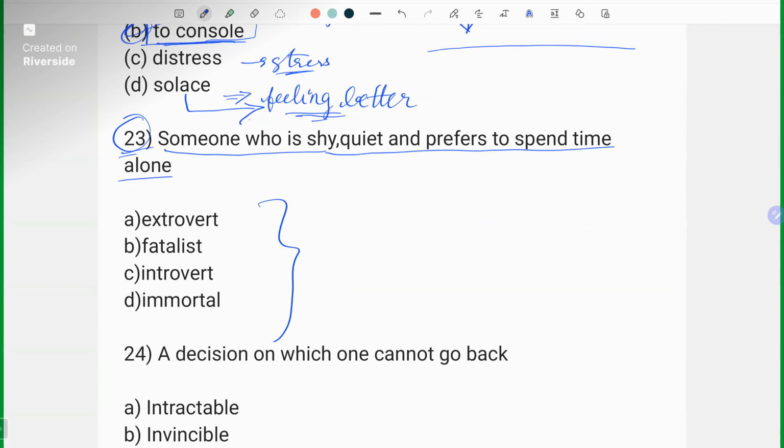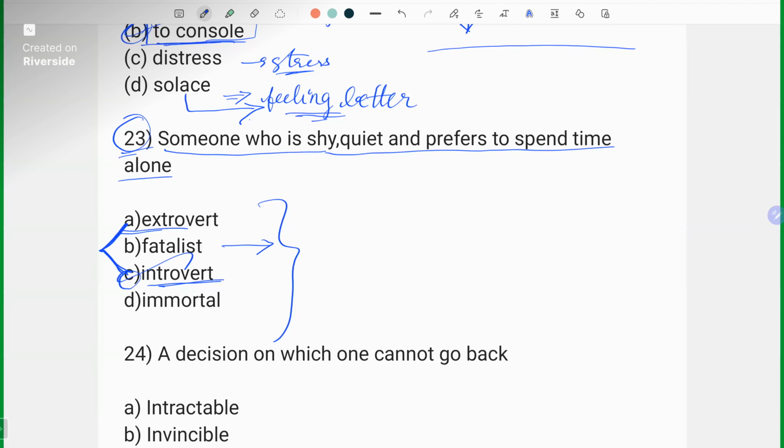Option C, ma'am. Yes. If they give introvert and extrovert, you should come to between those two. After that you should narrow down. Same words which are opposite, which are very nearby, you should narrow down.